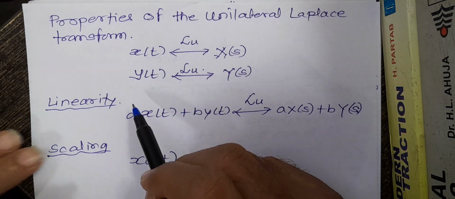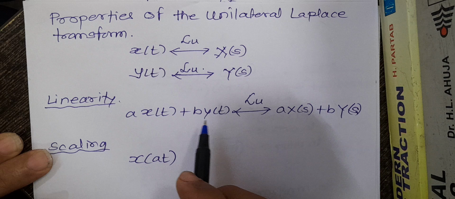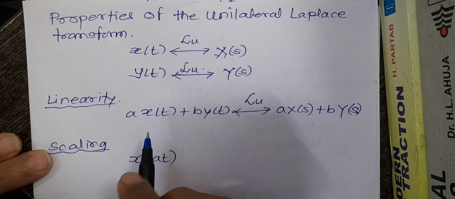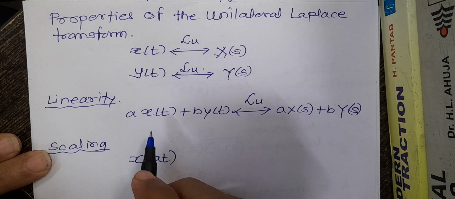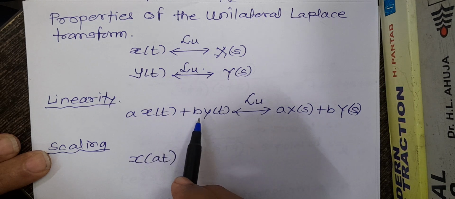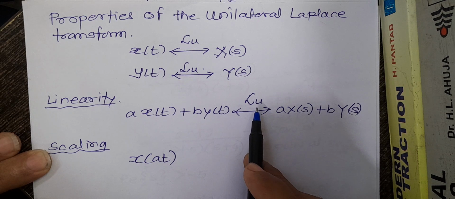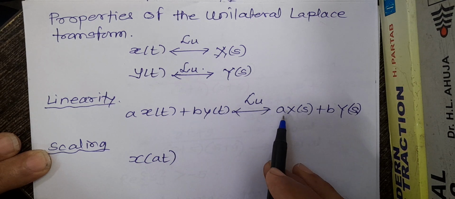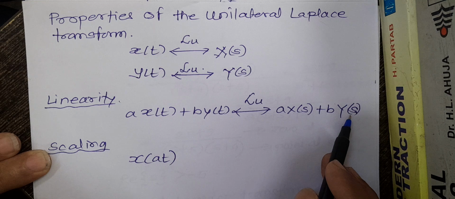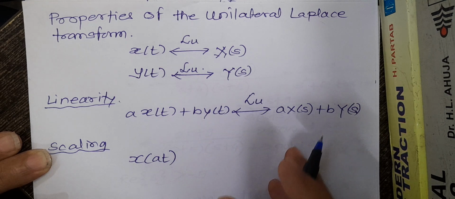So the first property is the linearity. The linearity of the Laplace transform, we can say from the definition, is an integral, and we can write a into x of t plus b into y of t is equal to unilateral Laplace transform of this is a into x of s plus b into y of s. So this is as per the linearity definition.